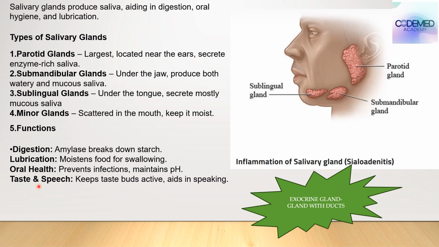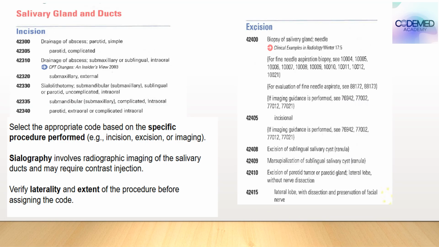Now the main function of saliva is digestion. Amylase breaks down starch. Very important, because sometimes they do ask this question in anatomy. It also provides lubrication, moistening the food for swallowing. Then it prevents infection and maintains the pH of the oral cavity. And it keeps the taste buds active and aids in speaking. So these are the functions of the salivary glands. Here again there is a heading of salivary gland, and then incision, excision and repair. That format pretty much they follow.